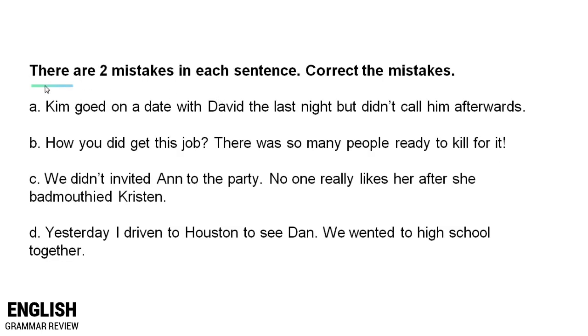There are 2 mistakes in each sentence below. Find those mistakes and correct them. A. Kim goed on a date with David the last night, but didn't call him afterwards. B. How you did get this job? There were so many people ready to kill for it.